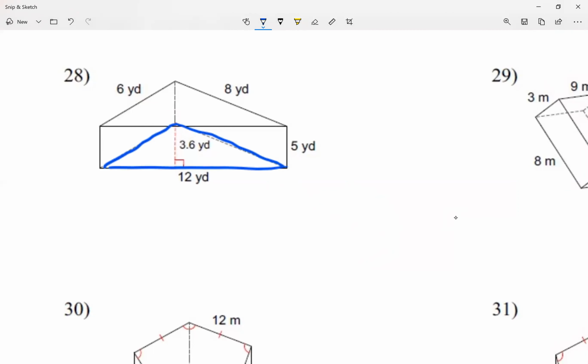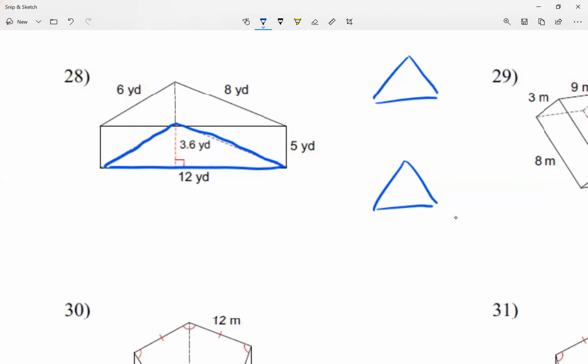Because remember, in prisms, the sides are always going to be rectangles. The bases sometimes are rectangles and sometimes are not. So that's why I'm trying to find a shape that is not a rectangle. In this case, a triangle. So with that, I know the shape of the base. The base is a triangle.